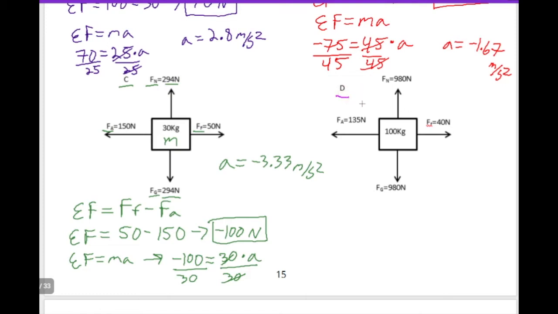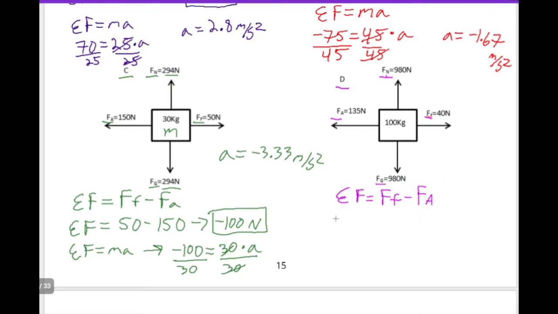Last one on this page, we have letter D. Four forces again: normal, friction, gravity, and applied. Again, normal and gravity are equal to each other, so we are not accelerating up or down. So let's take a look at the left and rightward direction. Net force equals the forces that point to the right, which is force friction, minus the forces that point to the left, which is force applied. Now we're going to plug our numbers in. We have net force is equal to 40 minus 135. If we solve, we find out that that's equal to negative 95 newtons.